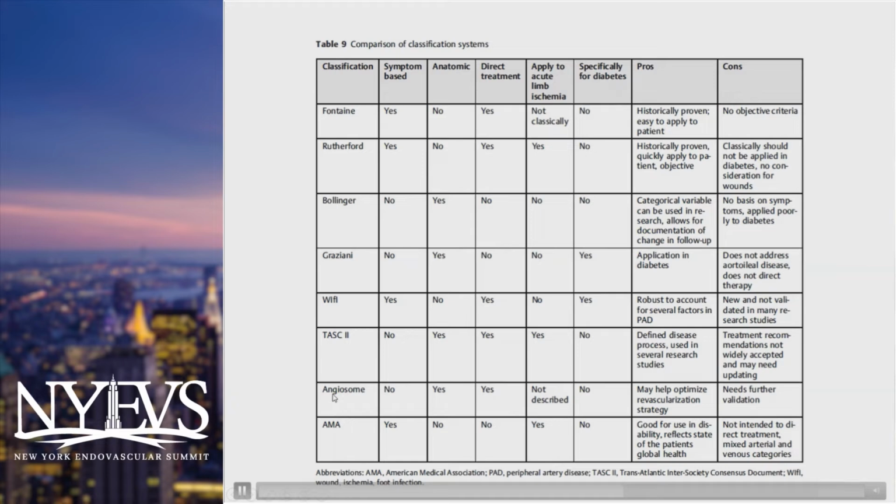classification. This is basically for below-knee intervention work, and there are 6 different angiosomes, but I don't think we need to go into further details on this. The AMA classification is looking at the patient as a whole. How does PAD of a limb fit into the overall care of the patient?